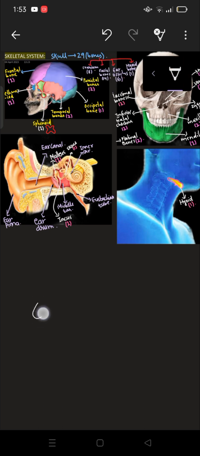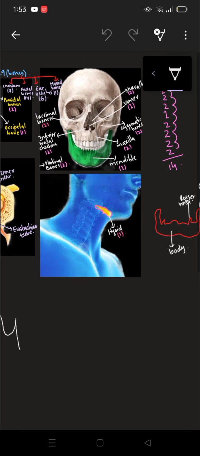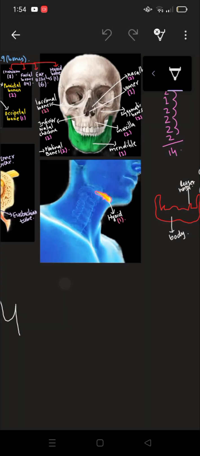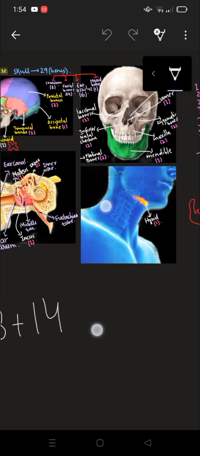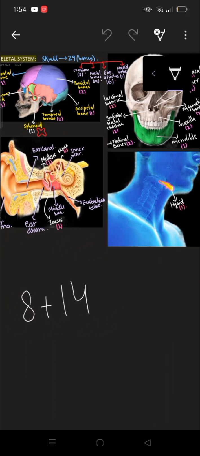So we have seen all the bones of the skull. In the skull there are 4 parts: cranium has 8 bones, facial has 14 bones, ear ossicles are 6 in number, and the hyoid bone is 1 in number. The cranium has 8 bones: 1 frontal, 2 parietal, 1 occipital, 2 temporal, 1 sphenoid and 1 ethmoid. Then we have 14 facial bones: 1 mandible, 2 maxilla, 2 zygomatic, 1 vomer, 2 nasal bones, 2 palatal bones, 2 inferior nasal conchae, 2 lacrimal. That gives us 14.